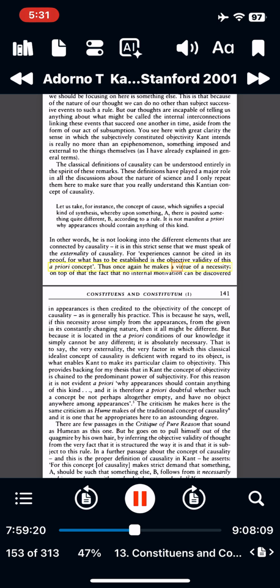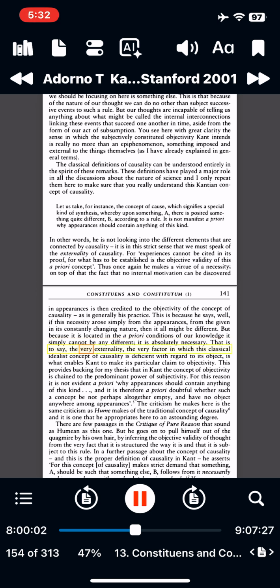Thus once again he makes a virtue of a necessity. On top of that, the fact that no internal motivation can be discovered in appearances is then credited to the objectivity of the concept of causality, as is generally his practice. This is because he says, well, if this necessity arose simply from the appearances, from the given in its constantly changing nature, then it all might be different. But because it is located in the a priori conditions of our knowledge, it simply cannot be any different. It is absolutely necessary.